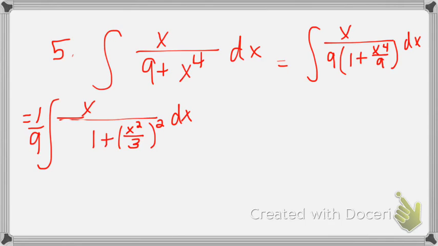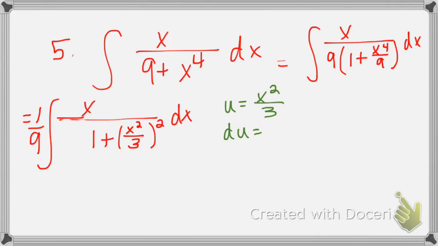Where'd you get the x squared over 3? I took the square root of x to the 4th and the square root of 9. Because I'm thinking backwards to make it be squared. Because if I squared it, I would get that. What would the u be if I'm doing an arctangent way? x squared over 3.